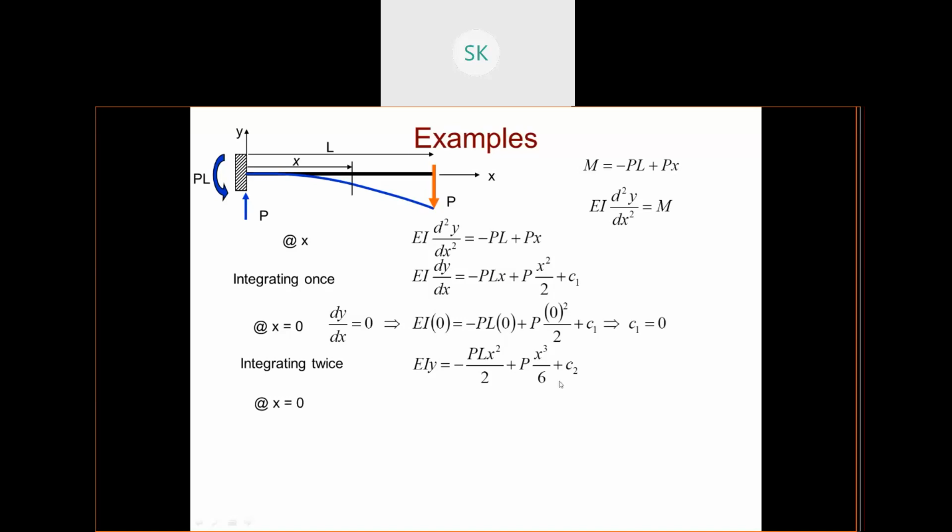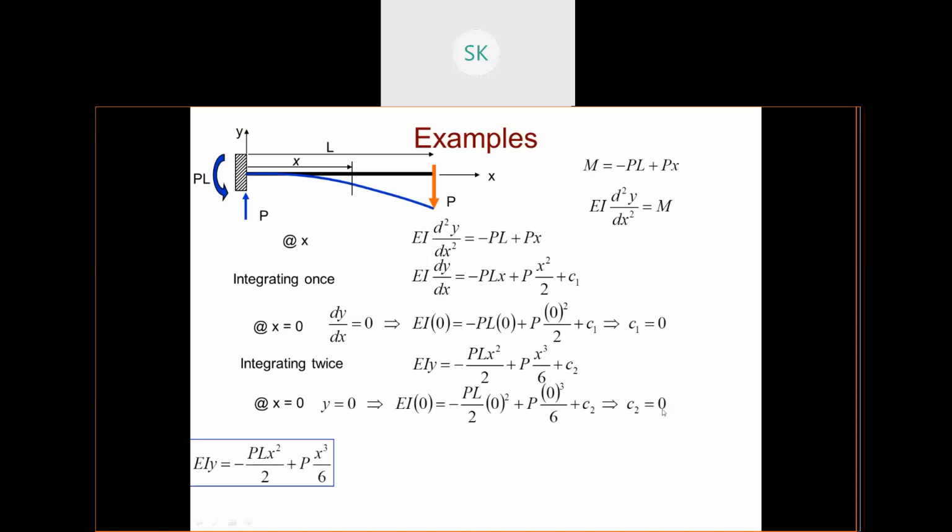Now again I have to find the value of C2 at the boundary conditions, at x equals 0 and y equals 0. At x equals 0, I'll get C2 equal to 0. So place the value of C2 in this equation and I'll get the deflection equation like this. X equals 0 was here, and then this is at x equals L. So at x equals L, your y will be y max.